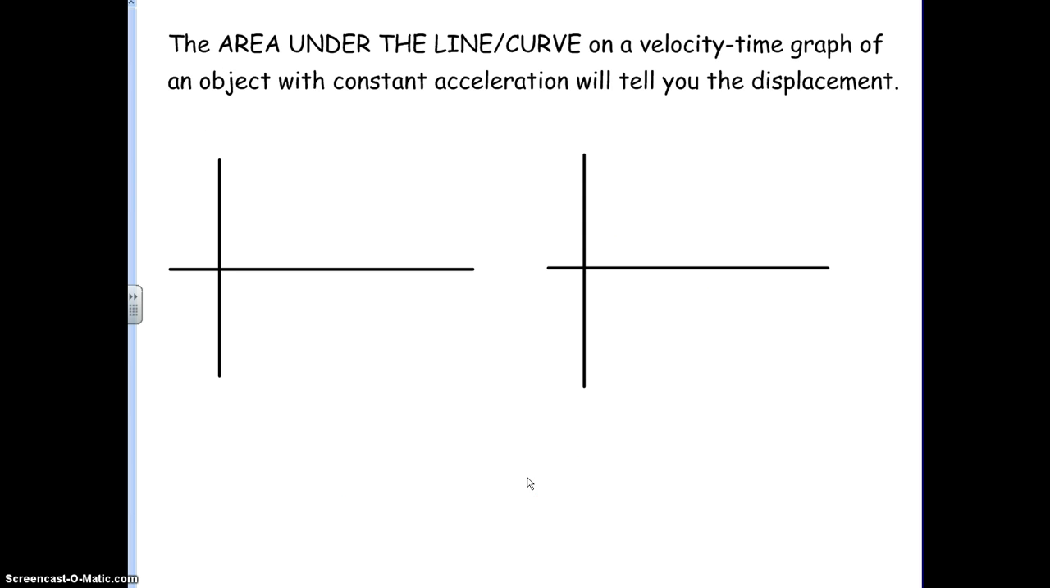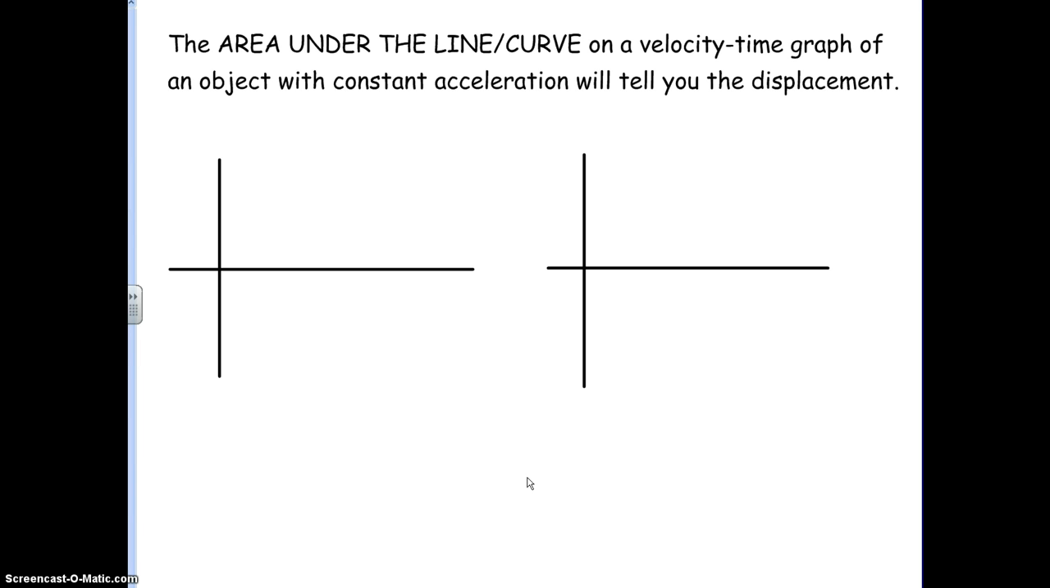Now, why do we care about this? Well, a lot of times when you're looking at a position time graph, it's really easy to answer questions about what the displacement of an object is. But what if you're looking at a velocity time graph? Can we figure out displacement, or actually anything at all about position, when we're looking at a velocity time graph? And the answer is, well, yes and no.